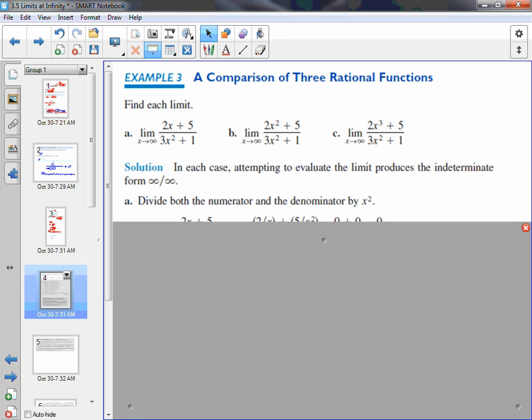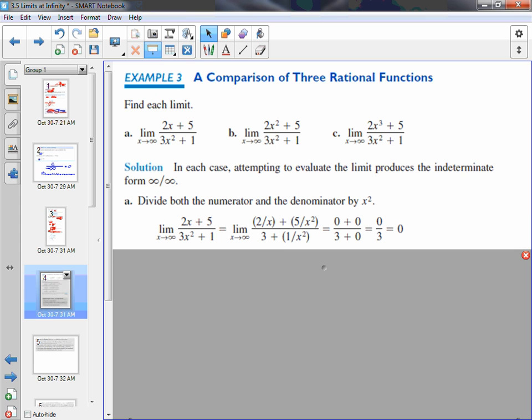So for part A, when we divide the numerator and the denominator both by x squared, you end up getting 0 as your answer. Look what they did. 2x divided by x squared is 2 over x. 5 divided by x squared is 5 over x squared. 3x squared divided by x squared is 3. And 1 divided by x squared is 1 over x squared.